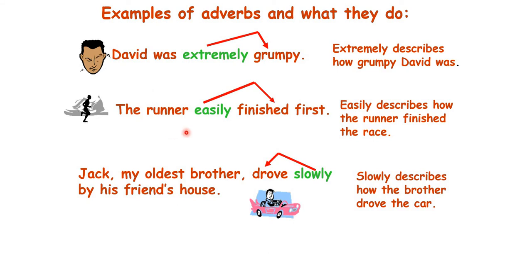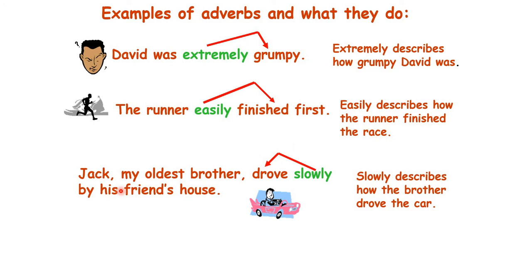The runner easily finished first. The runner easily finished. Where is the verb? Finished. And how did the runner finish? He finished easily. So easily here is the adverb. Easily describes how the runner finished the race.